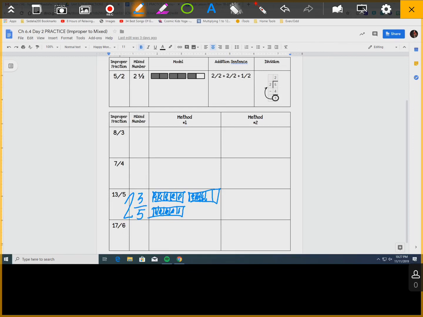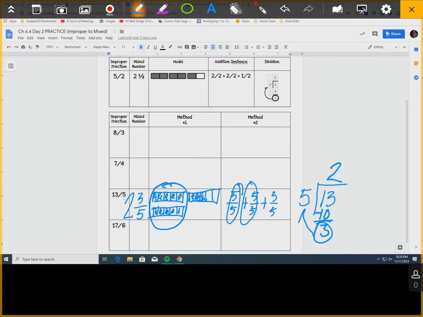This can also be shown in an addition sentence using my whole fraction of 5/5. Then I'd add on another 5/5, so that'd be 10/5, and 3 more fifths. I can see that's 2 wholes and 3/5. This can also be shown in division. I have 13 pieces divided into groups of fifths, and I can see that's my 2 wholes, and then I have 3/5 remaining.